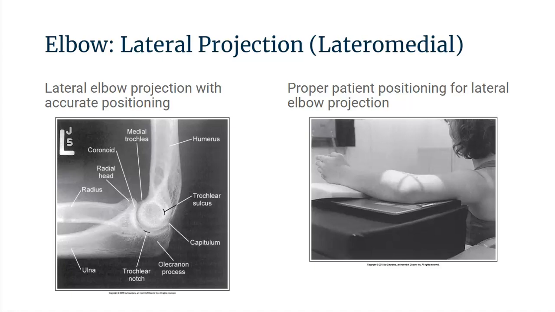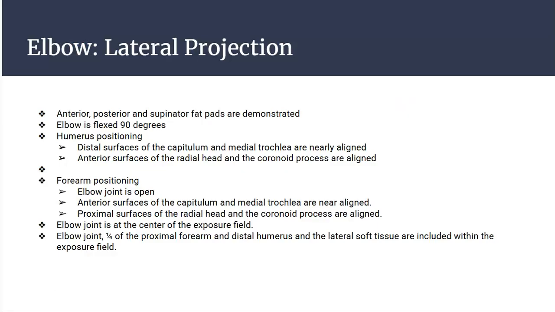The elbow joint is at the center of the exposure field. The elbow joint, 1/4 of the proximal forearm and distal humerus, and the lateral soft tissue are all to be included within the exposure field. Here are those guidelines for your review.